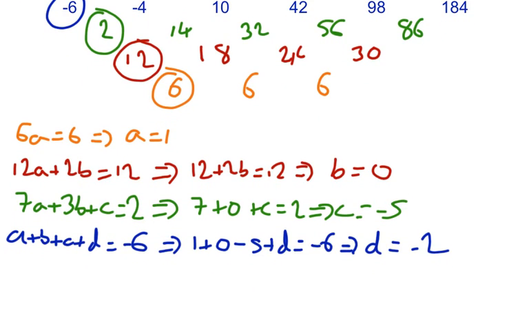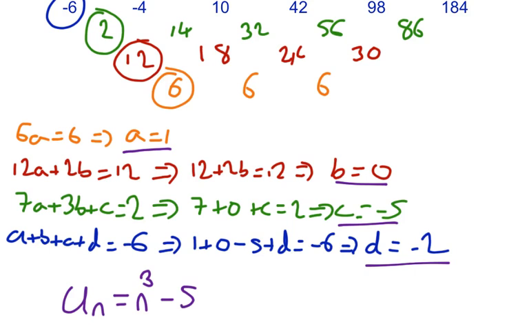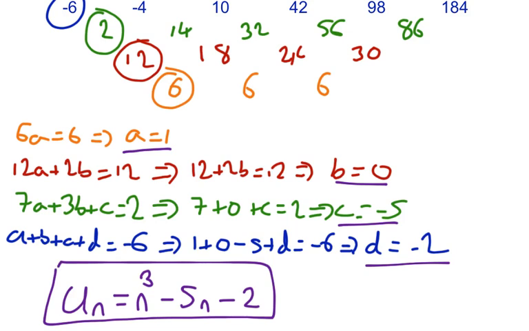Finally, we can put this all together by using a, b, c and d to get un is equal to, well, a is 1, so we have n cubed, b is 0, so there are no n squares, c is -5n, and d is -2. So our cubic general term for this sequence is n cubed minus 5n minus 2.